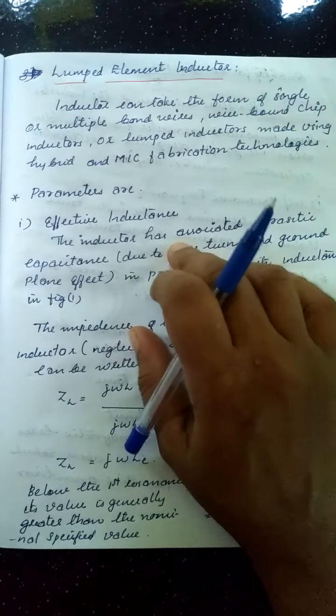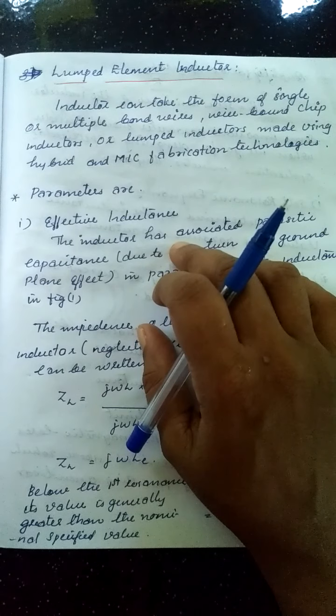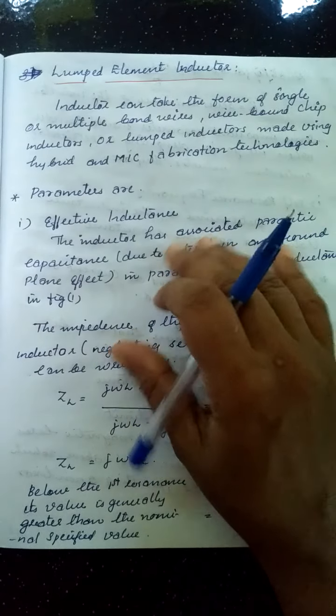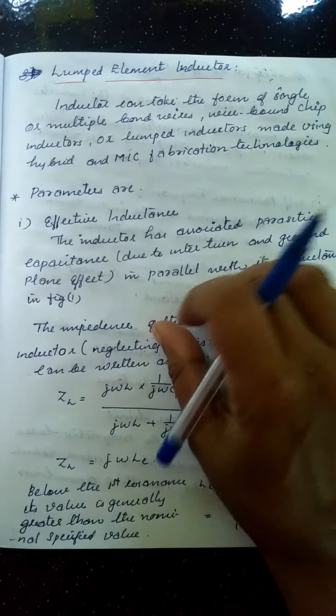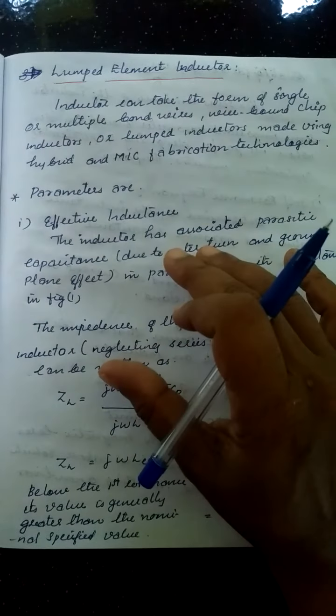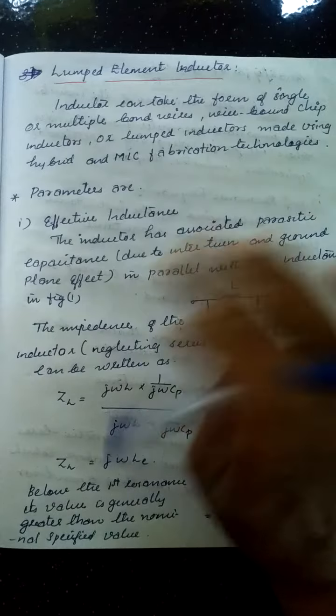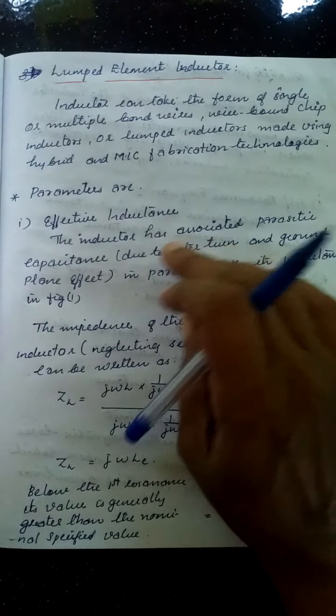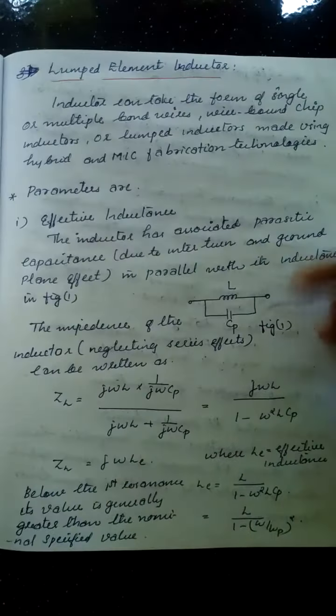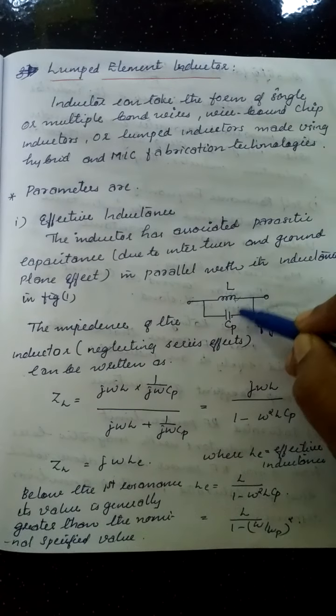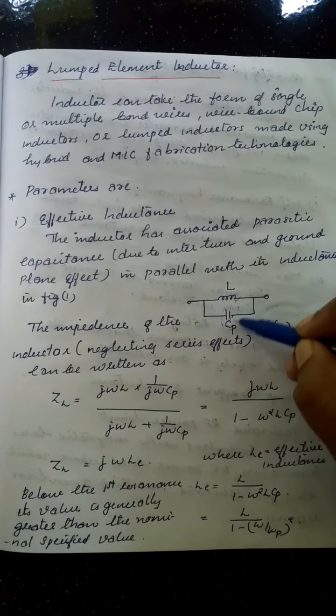effective inductance. In the case of effective inductance, the inductor has an associated parasitic capacitance due to the interturn and ground plane effects, etc. This is in parallel with its inductance, so this inductor will be in parallel with a capacitor. That means one parasitic capacitor here.